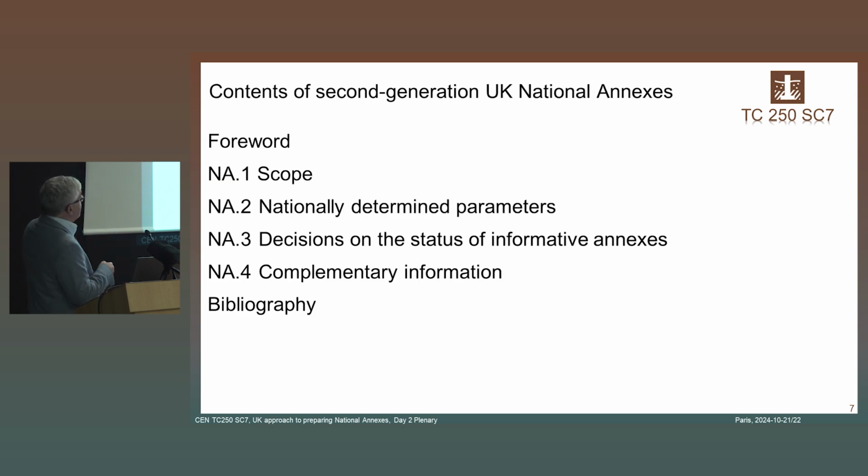So the contents of our national annex will all follow this top level heading. There'll be a foreword, there'll be a scope. And then the main part of the document will be the nationally determined parameters. There'll then be a section dealing with decisions on the informative annexes. And if there is complementary information, we'll put that in under NA4. And then finally, there'll be a bibliography. So all our national annexes will have that same format.